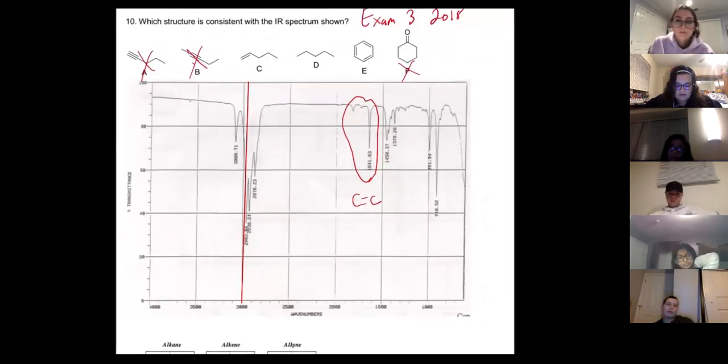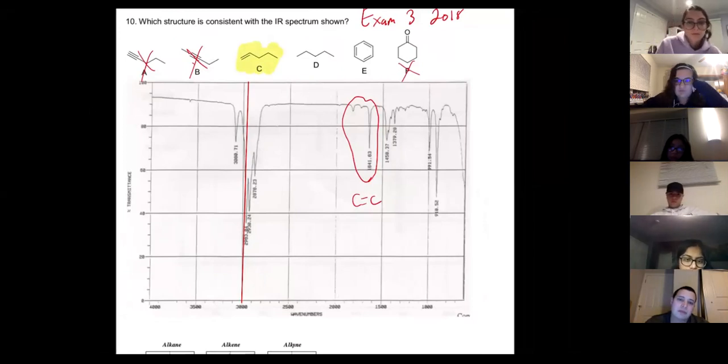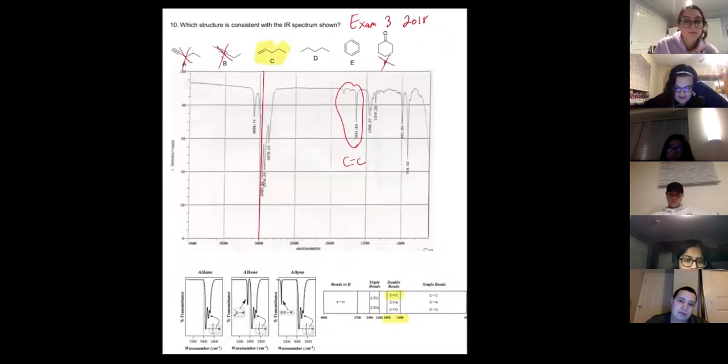The year this test was given, I think the number of students who got this one correct was very, very small. But those would be the two peaks that tell you that you have a carbon-carbon double bond. Yeah, go ahead.